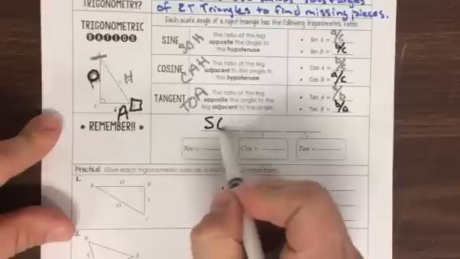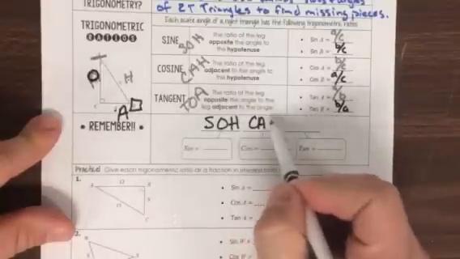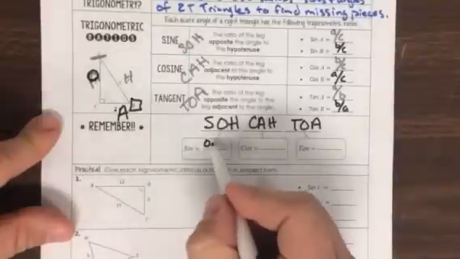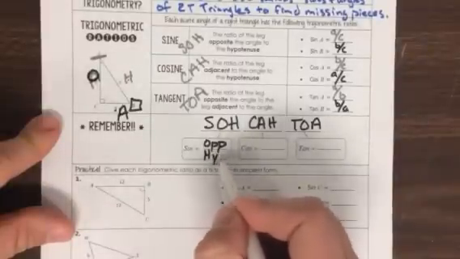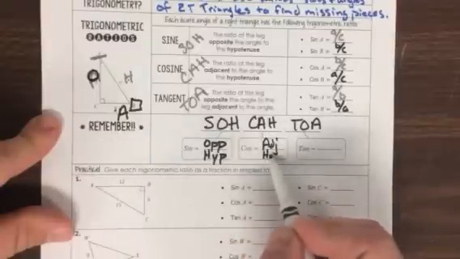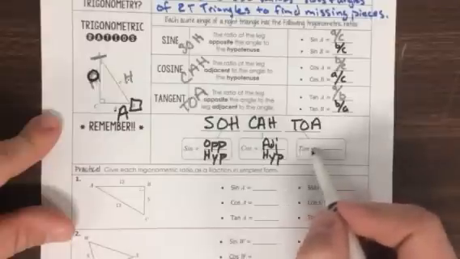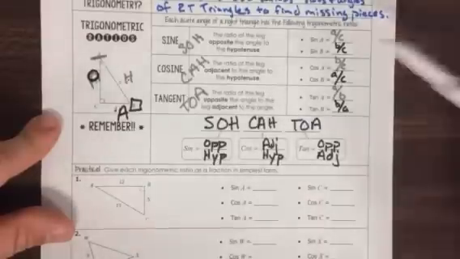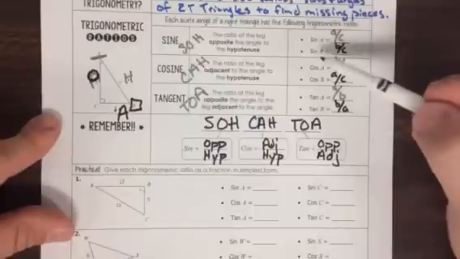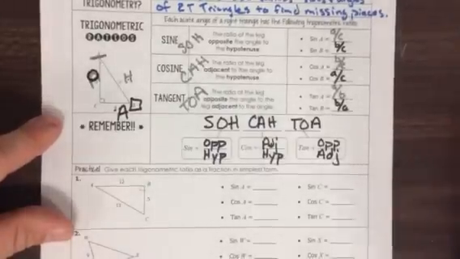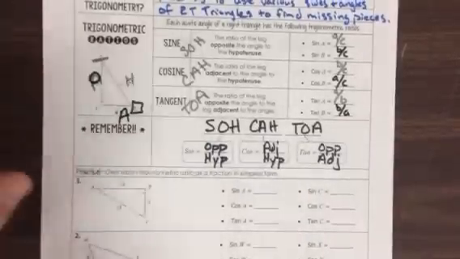So we write that out as SOH CAH TOA. Sine is the opposite over the hypotenuse. The cosine is the adjacent over the hypotenuse. And the tangent is the opposite over the adjacent. So the important thing here is we know which angle we're looking at, and that's listed right next to the cosine or the sine. And we know which sides we are then able to use.